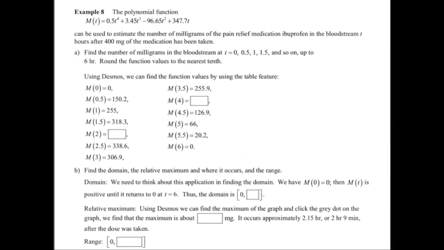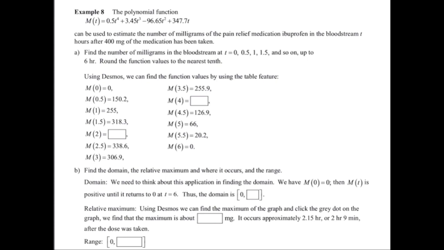We have the polynomial function 0.5t to the 4th plus 3.45t cubed minus 96.65t squared plus 347.7t. This can be used to estimate the number of milligrams of pain relief med, ibuprofen, in the bloodstream, t hours after 400 milligrams of the med has been taken.